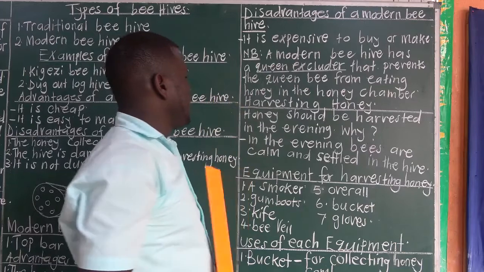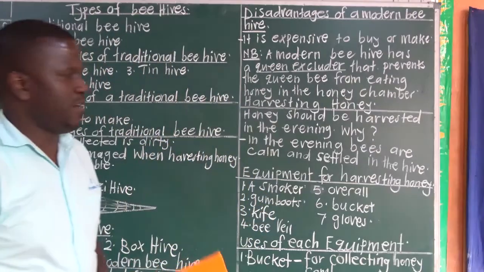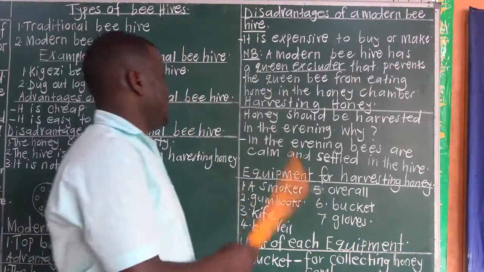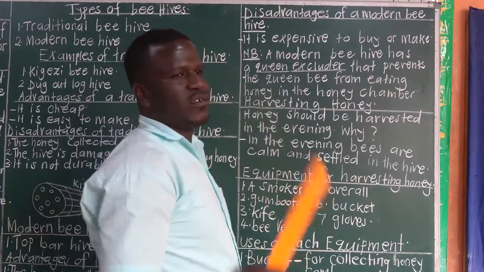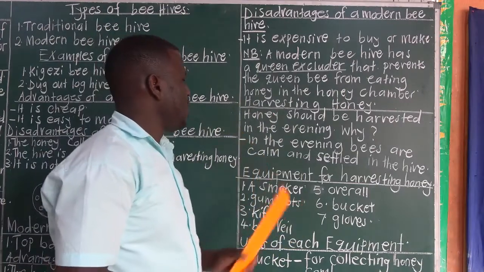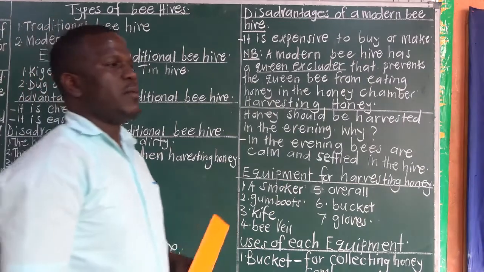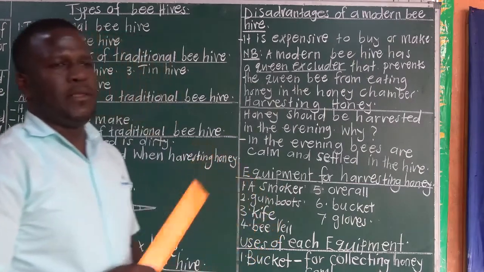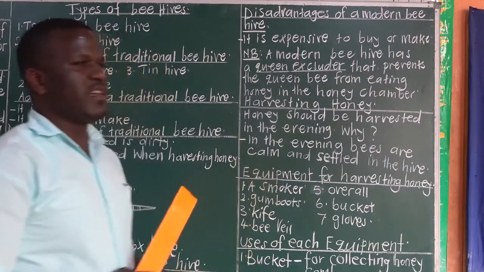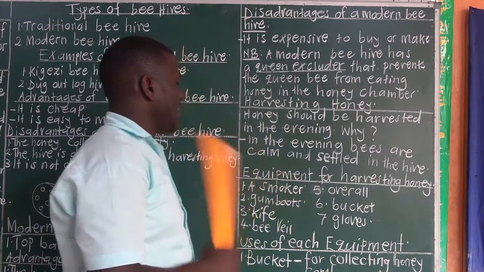Then you look at harvesting honey. Honey should be harvested in the evening. Why should we harvest honey in the evening? In the evening, bees are calm and settled in the hive because the temperatures in the evening are very low. But if you come during the day, bees are very, very active. So if you try to harvest honey during daytime, the bees will sting you because they are always active at that time.